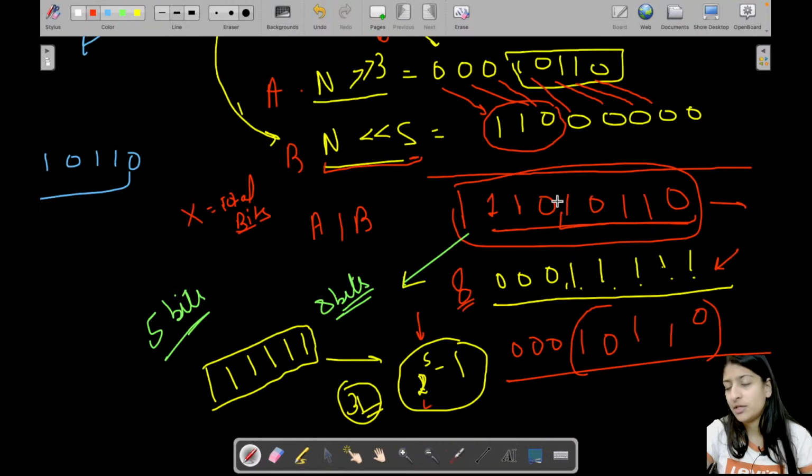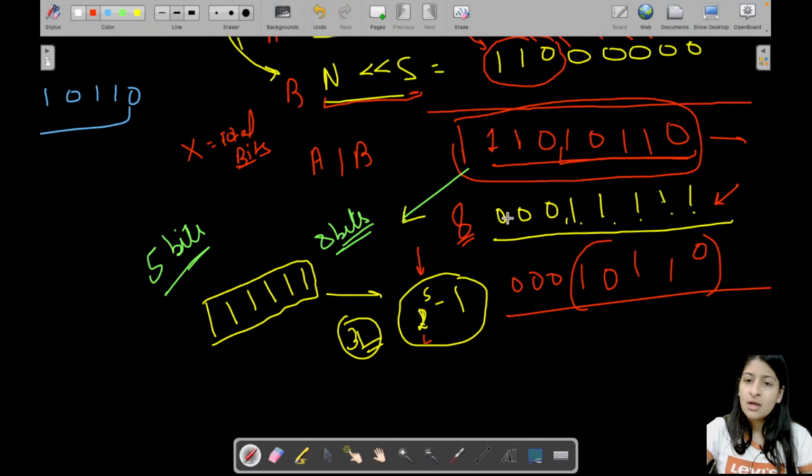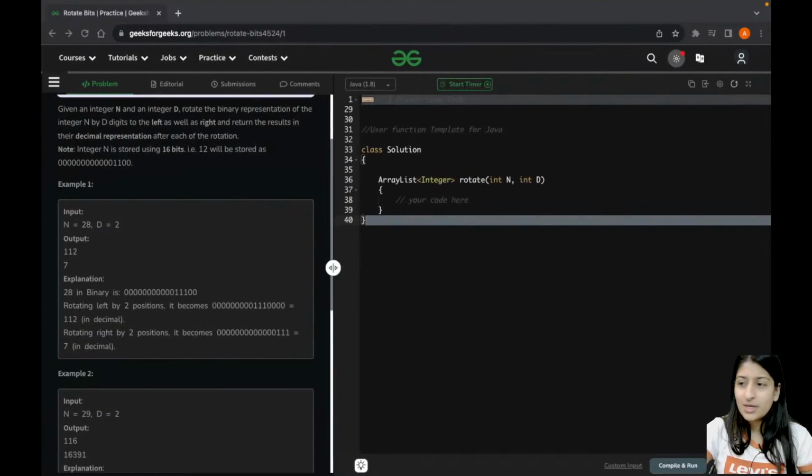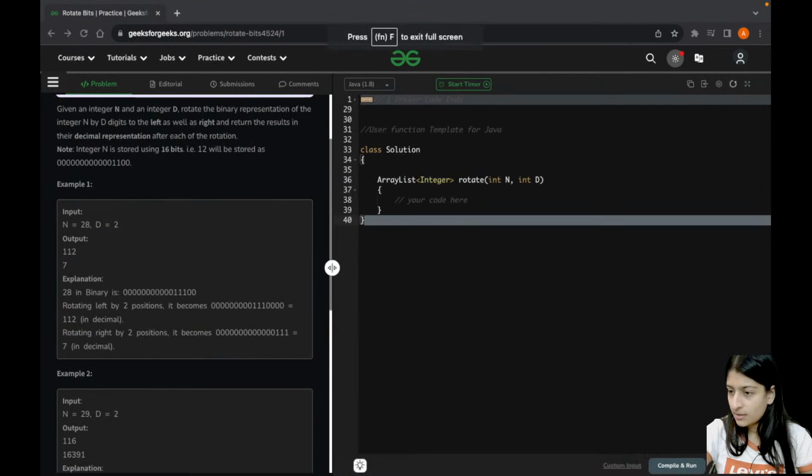This we did for right shift. You can do the similar thing for left shift. So let's move to the code. Let me check if you guys are able to see my screen. Yes, I think. Yes, now I'm going to code this question. You can check it here.